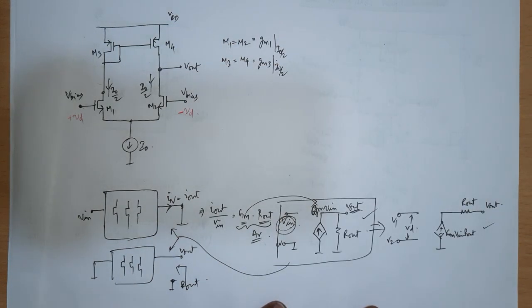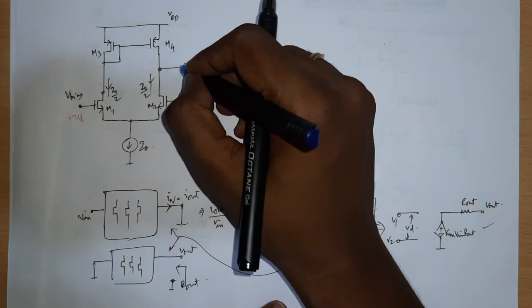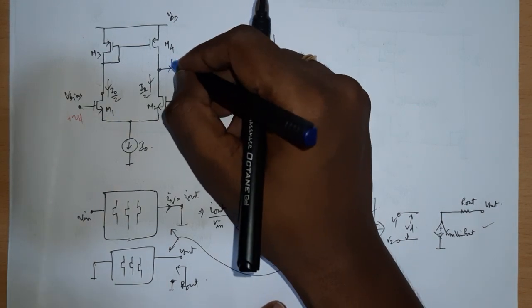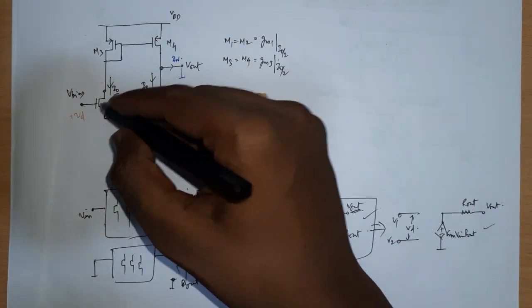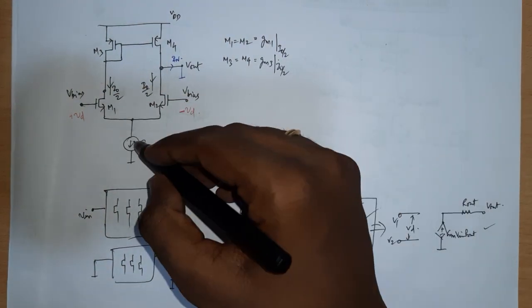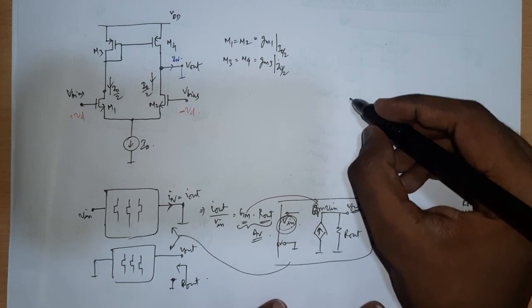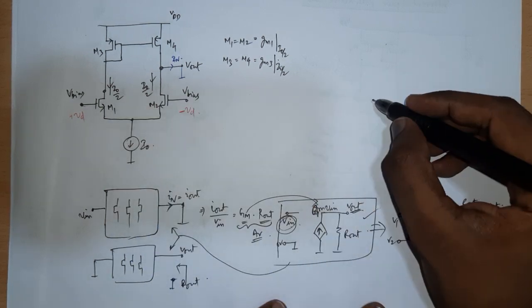So essentially what we should do is ground this and try to find this current IN. So how do we do it? Replace all the transistors with this incremental equivalent. This will be open circuited, and this current source will be open circuited.